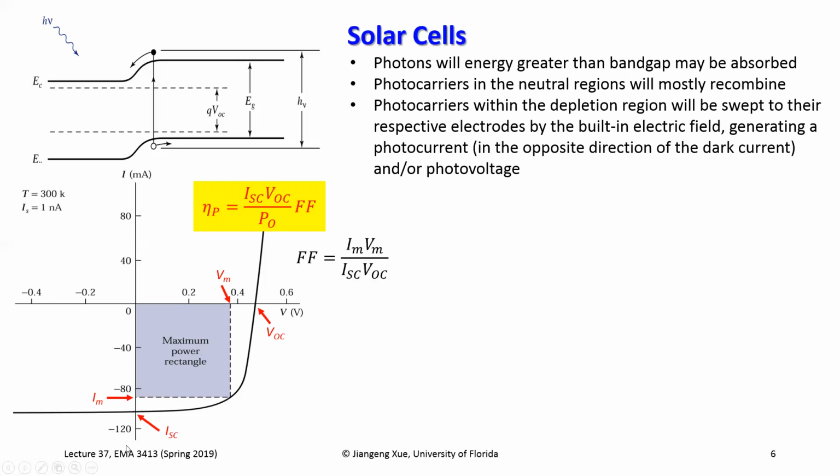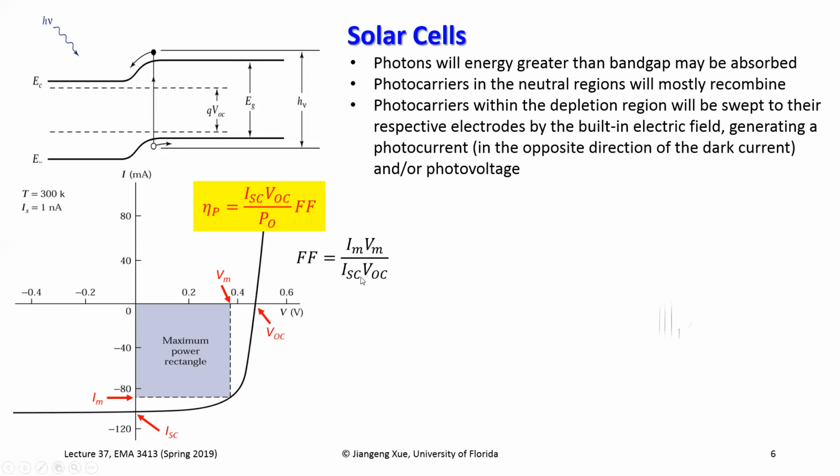You can also use the so-called short circuit current, the current at short circuit, V equals 0, or the open circuit voltage, the voltage at which the current is 0. You can use the product of short circuit current and open circuit voltage to represent the power, but obviously that will be greater than the actual maximum power. So you also have the so-called fill factor, which is the ratio of the maximum power divided by the I_SC V_OC product.